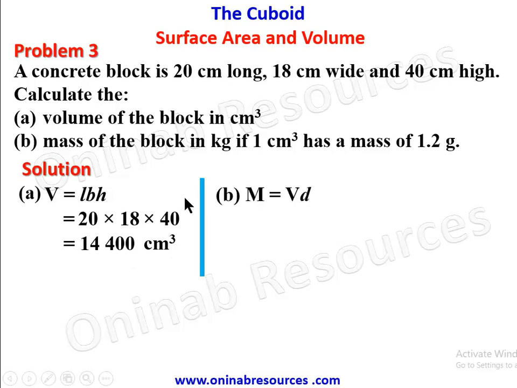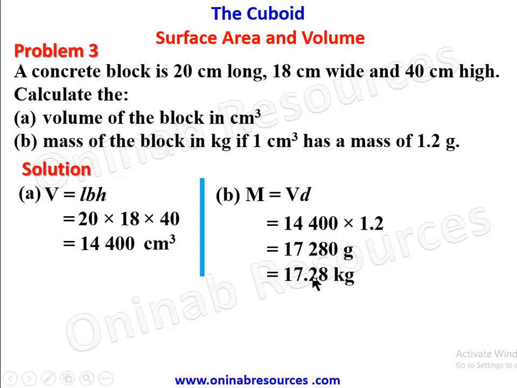We go to 3b. We said mass is volume times density, and our volume is 14,400 and the density is 1.2 grams. So we have 14,400 times 1.2, that gives 17,280 grams. Since we have to give our answer in kilograms, we divide by 1,000. That gives 17.28 kilograms. And that's the end of solution to problem 3.